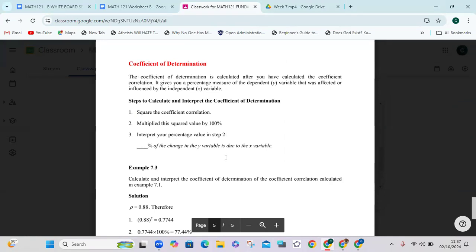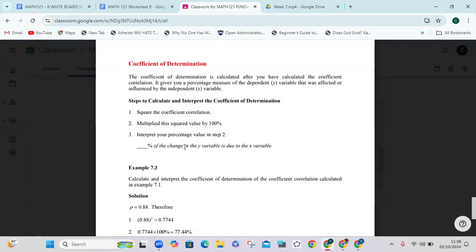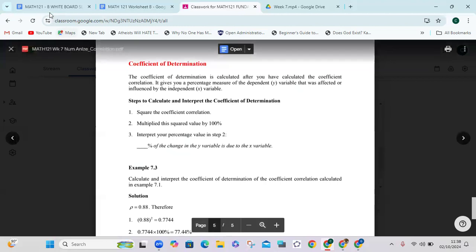It gives you a percentage measure of the dependent Y variable that was affected or influenced by the independent X variable. So the steps to calculate the coefficient of determination: you have to square the coefficient correlation, multiply this squared value by 100%, and then interpret your percentage value in step 2 by stating the percentage of the change in the Y variable is due to the X variable.